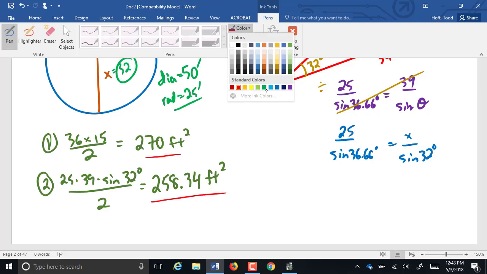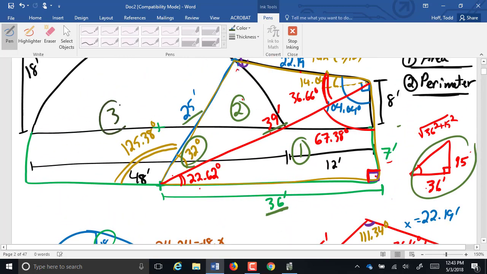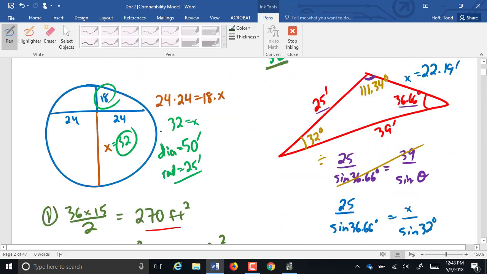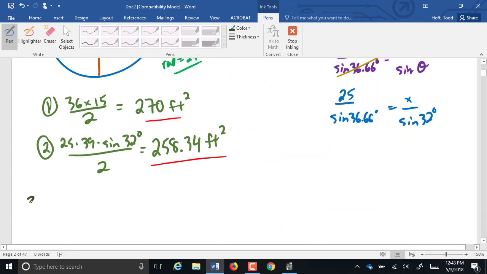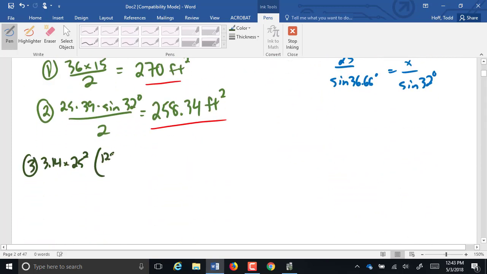Our third piece is this sector of a circle over here at 125.38 degrees. So we find the area of the whole circle. Pi times 25 squared, because that's the radius, times, what was that again, 125.38 over 360. Yes, sir. All done? Thank you.